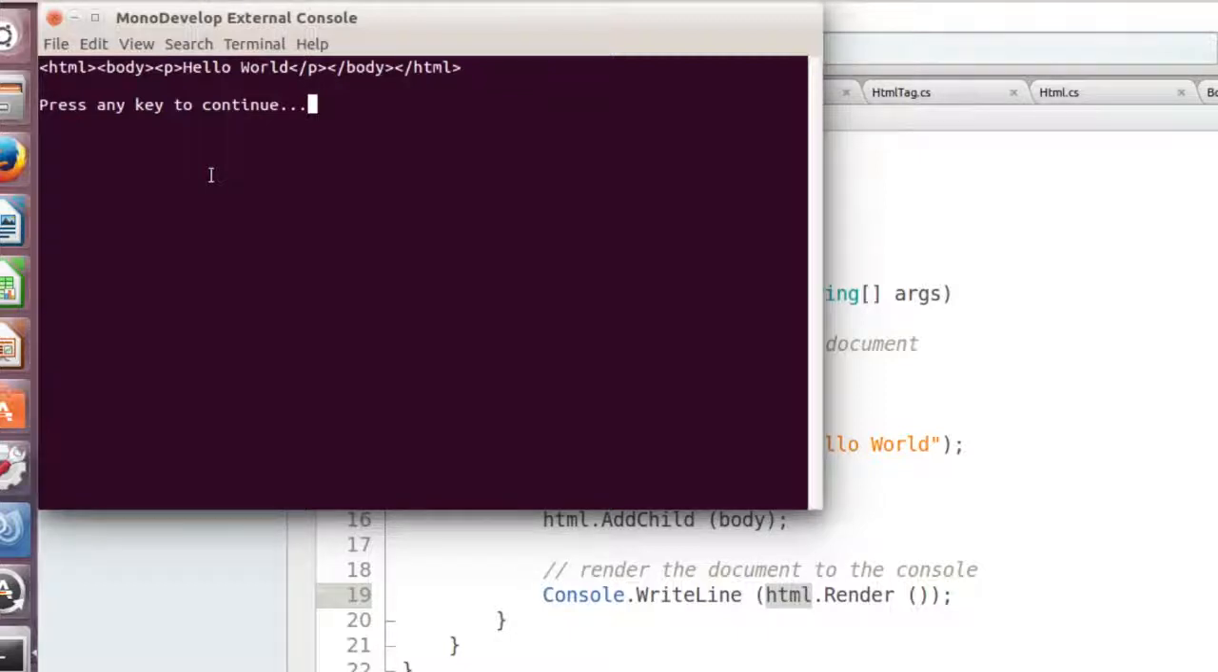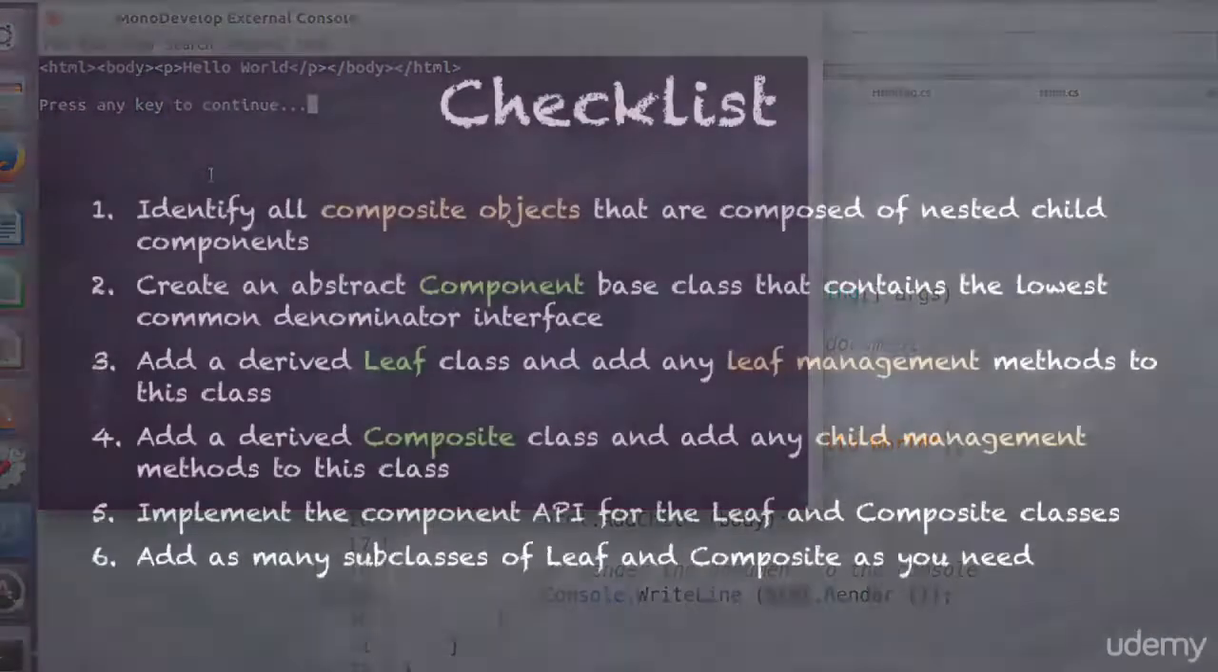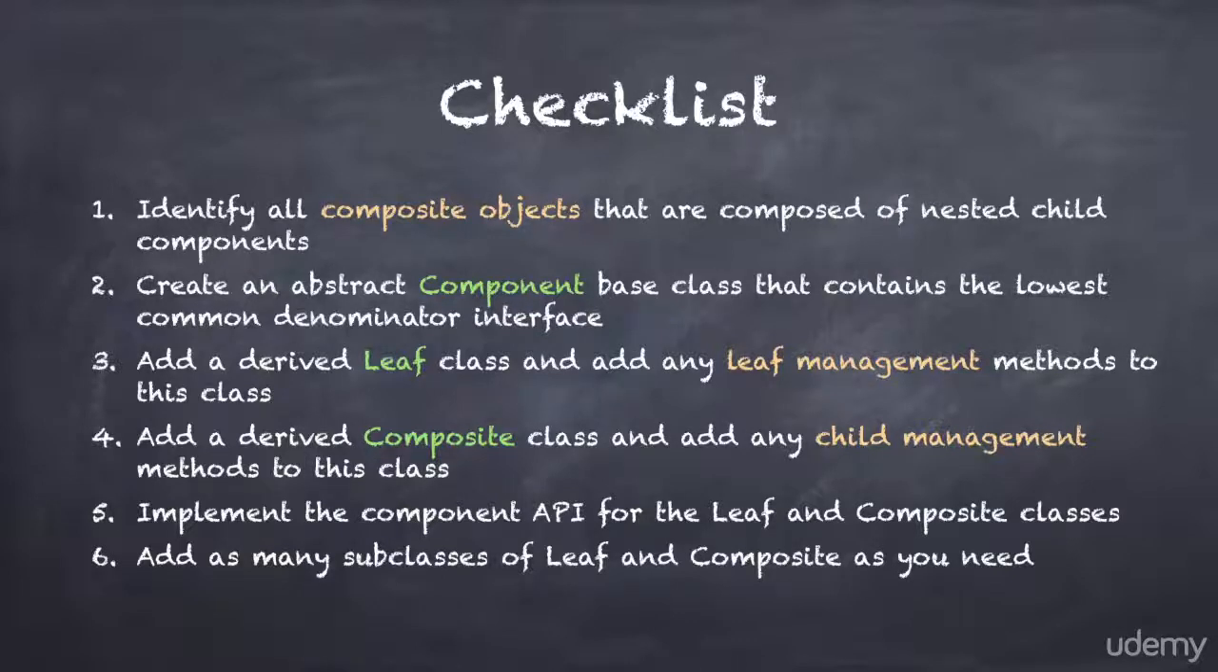Okay, here is a quick checklist you can use to implement the composite pattern. First, identify all composite objects in your application that are composed of nested child components. Then create an abstract component base class that contains the lowest common denominator interface. The interface should only contain the API that needs to be applied uniformly across all objects.